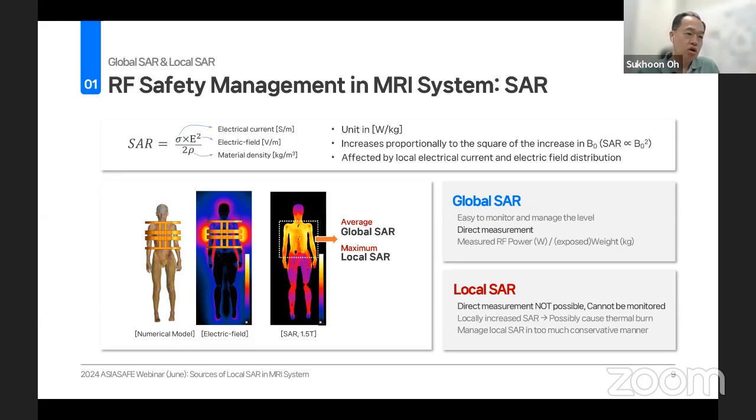Since the local SAR occurs locally in the human body, it may burn the biological tissues. However, you never need to worry about this unwanted accident, because the RF safety of MRI systems, especially the higher field strength MRI system, is very conservatively managed. So don't worry about that too much.